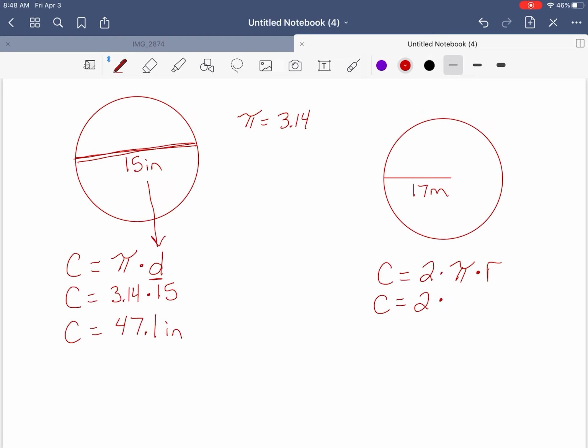times pi. When I see that pi symbol, I know I automatically just put 3.14, and this is my radius, so I'm going to put in 17 there. And then I'm just going to plug those numbers into my calculator, and my circumference of my circle equals 106.76 meters.